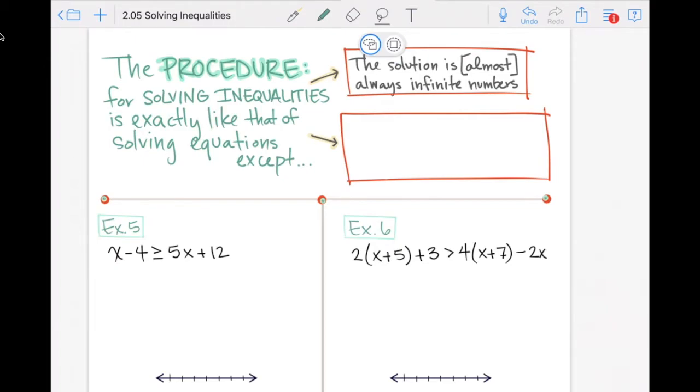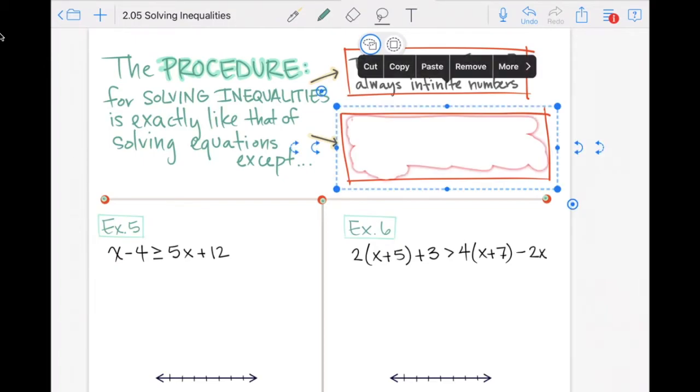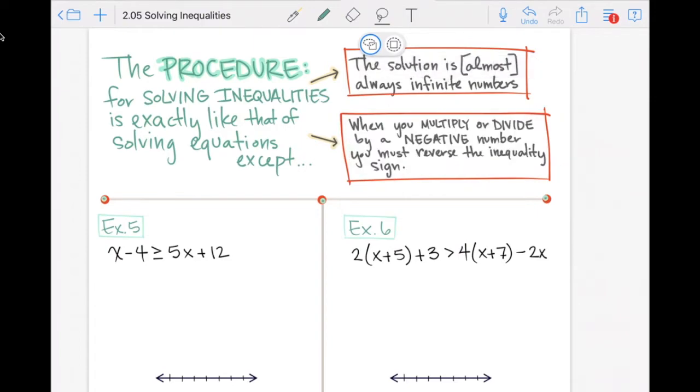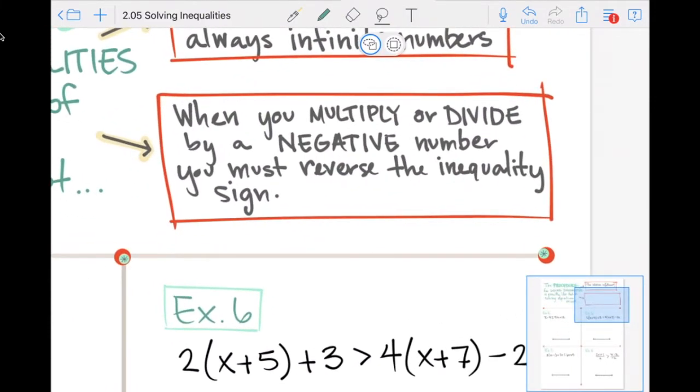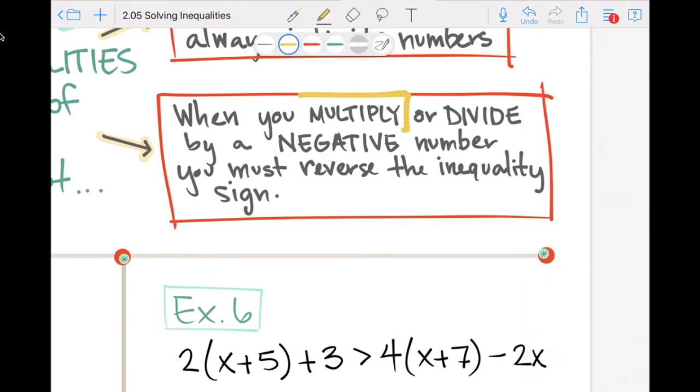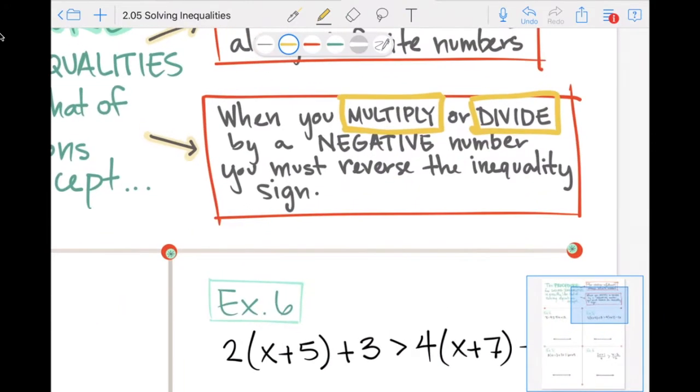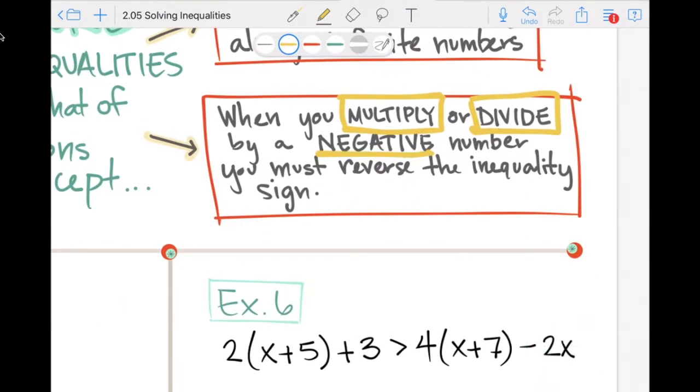All right, the second thing is, and this is a big one, and it causes lots of missed points on assessments and confusion. When you multiply or divide, highlight that. When you multiply or divide in the process of solving by a negative number, you have to reverse the inequality sign.